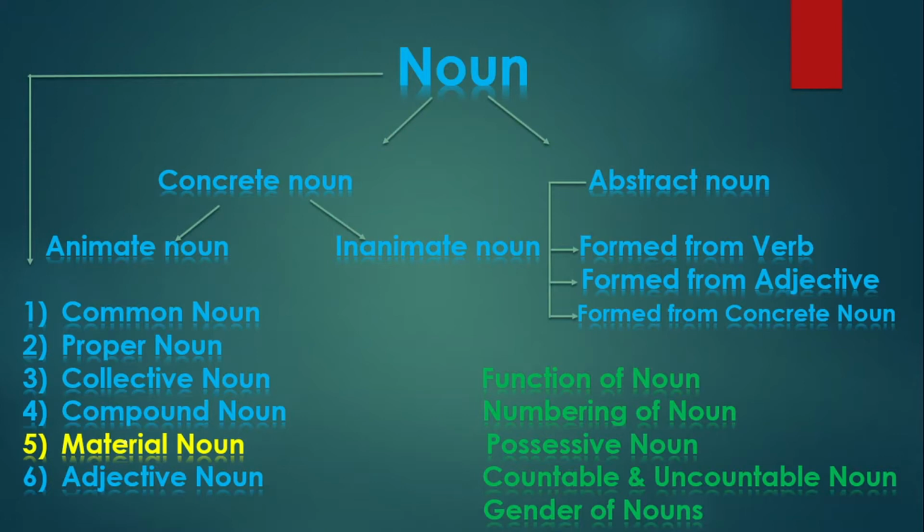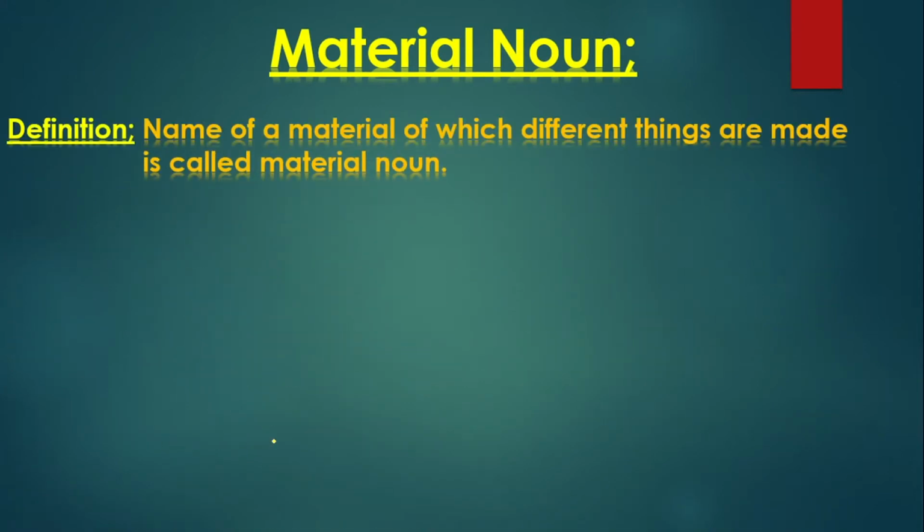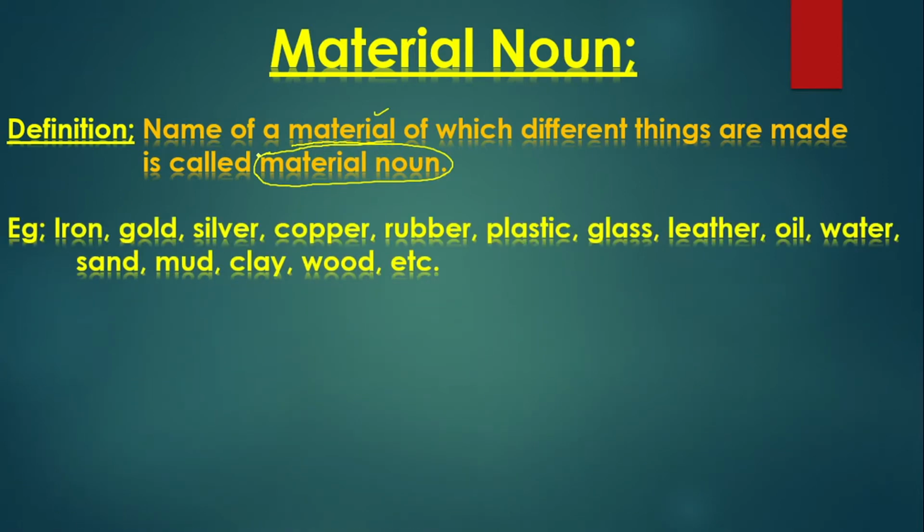Today we are going to discuss the fifth kind of concrete noun, and that is known as the material noun. Let's discuss the material noun. The definition of material noun is name of a material. It is the material by which or of which different things are made is called material noun. So name of a material of which different things are made is called which noun? Material noun.